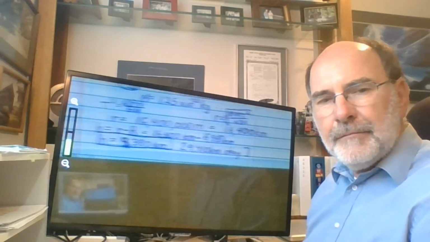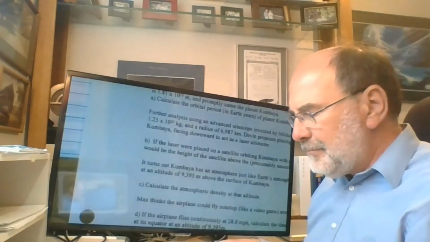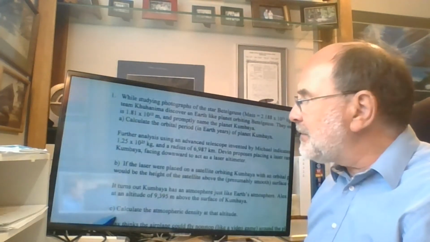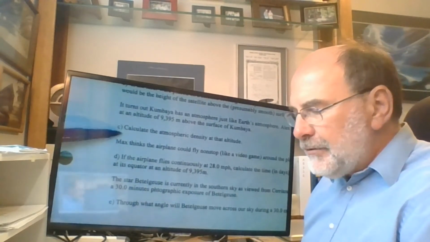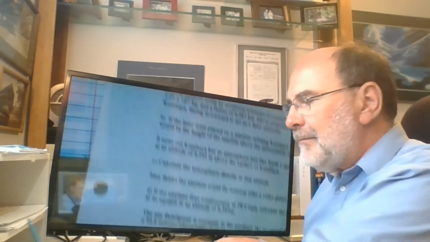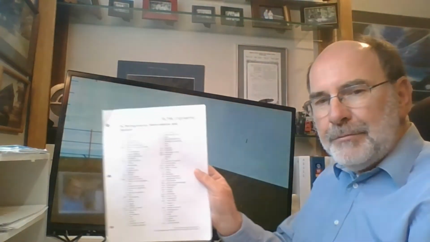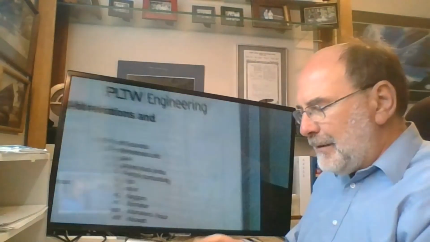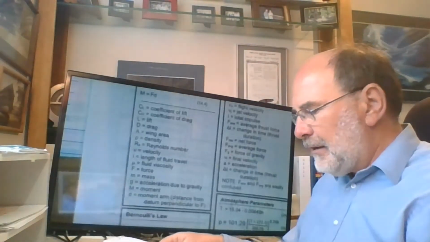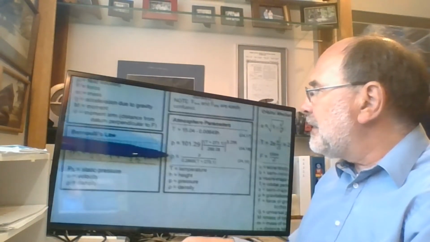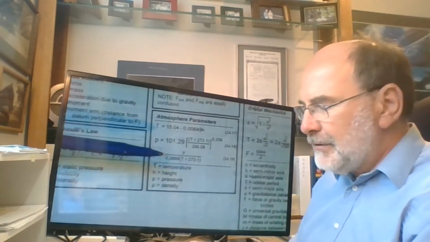All right. Next quiz question, part C, calculate the atmospheric density at that altitude. This one is strictly an aerospace engineering problem. None of my physics students have had it. In engineering, we have a reference book, which is many sheets, and somewhere on one of the back pages, the section on aerospace has the formula for calculating atmospheric parameters.